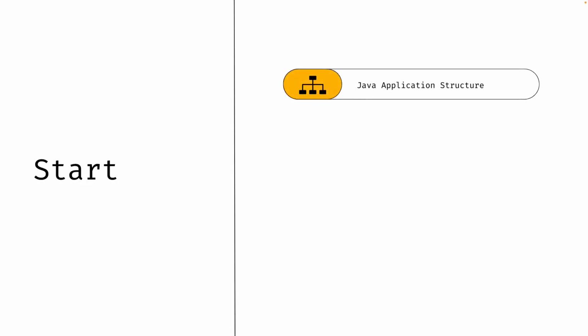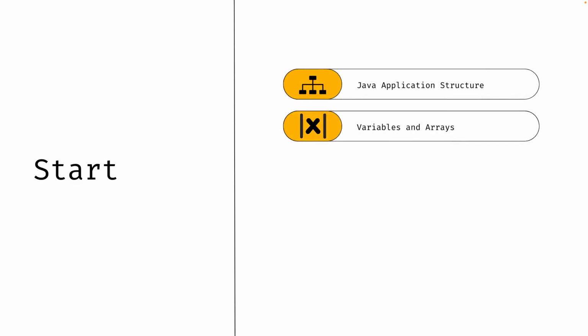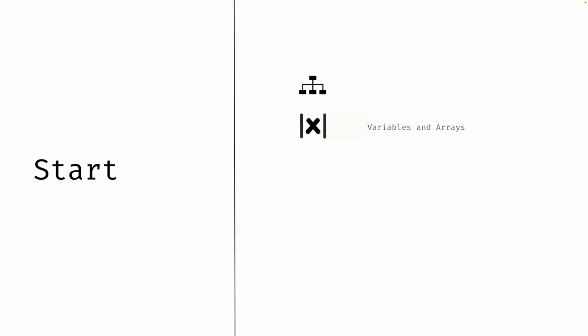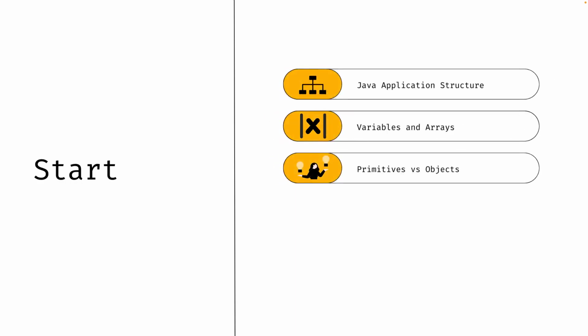We'll start by introducing you to Java and its importance to the world of programming. We'll first deal with the Java application structure, so you get an idea of what Java applications look like. Next, we'll move on to the basic block of programming, variables and arrays. After that, we're ready to see the difference between primitives and objects. Since objects play a very important role in Java, it's an object-oriented programming language, we better start with this really soon.